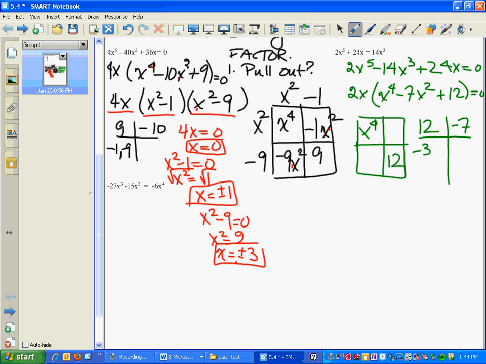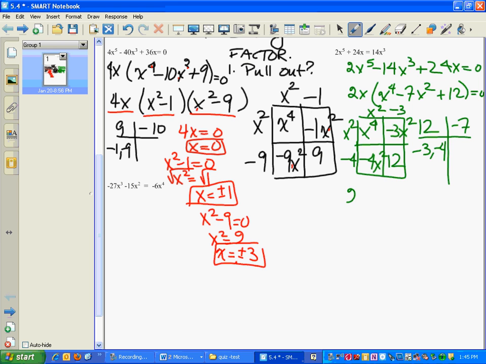Negative 3 and negative 4. So I put negative 3x to the 2nd and negative 4x to the 2nd, right? Are we comfortable with that, it's x squared in this case? Okay. Pulling up, I can pull out a negative 3. I can pull out an x squared. Pulling across, I can pull out an x squared and a.